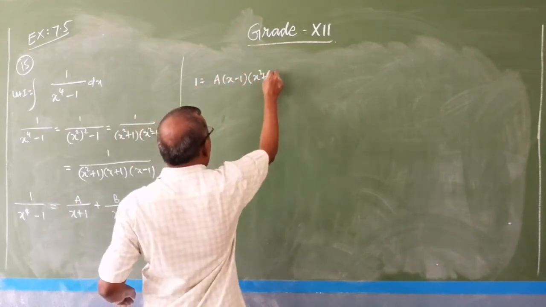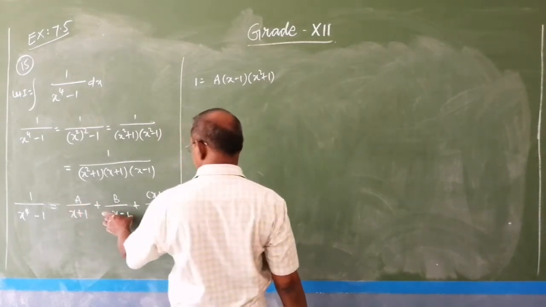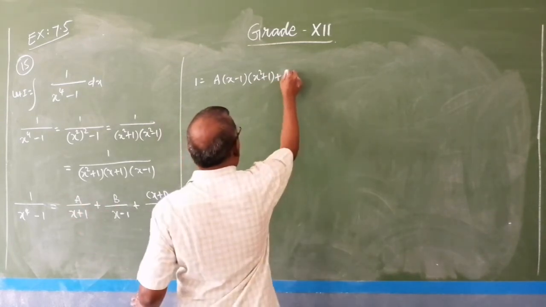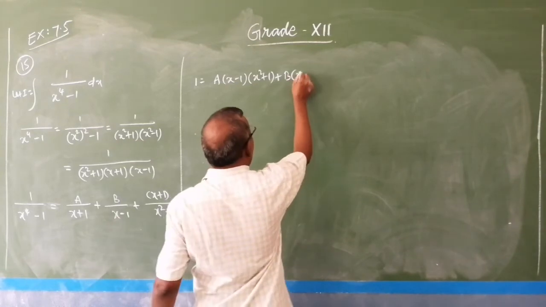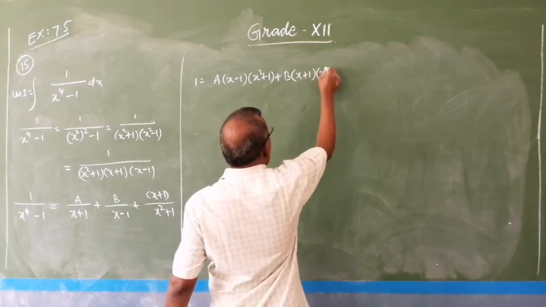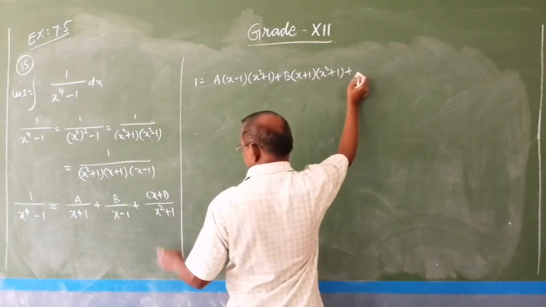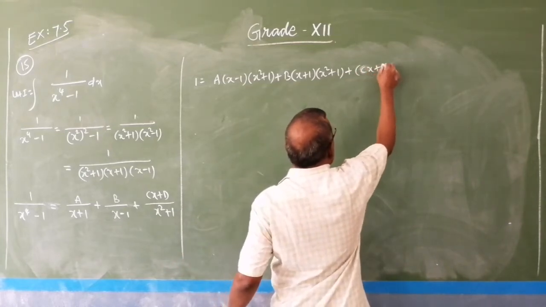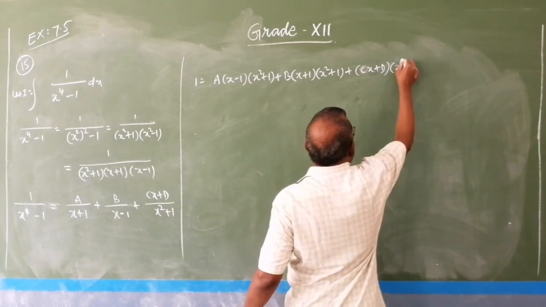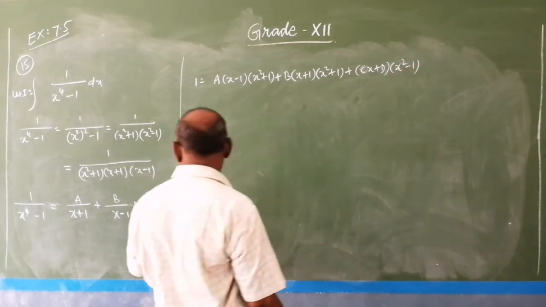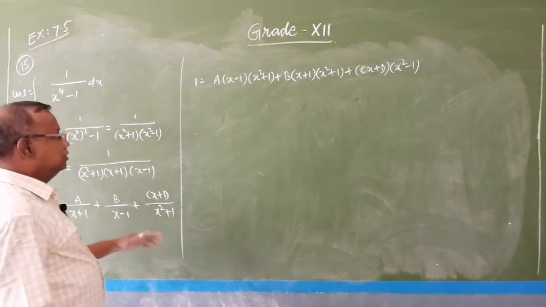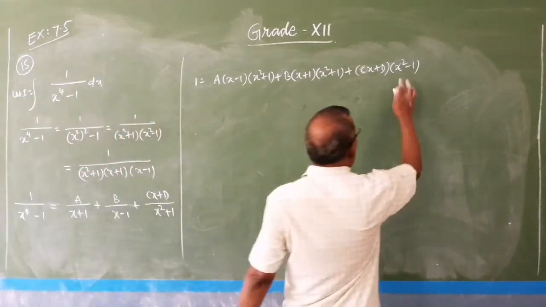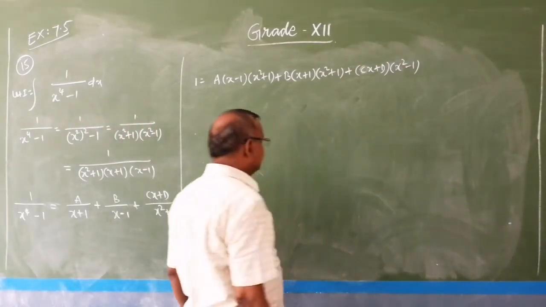(x minus 1) into (x square plus 1). So a into (x minus 1) into (x square plus 1) plus b into (x plus 1) into (x square plus 1) plus (cx plus d) into (x square minus 1). That is, we have the terms, so the other two terms are like this, x square minus 1.